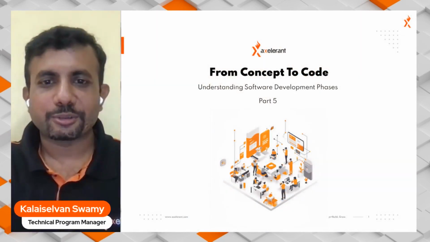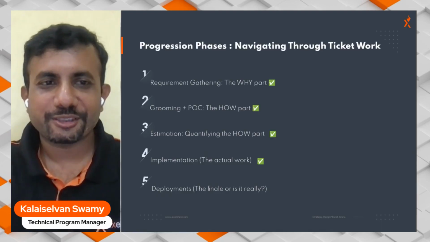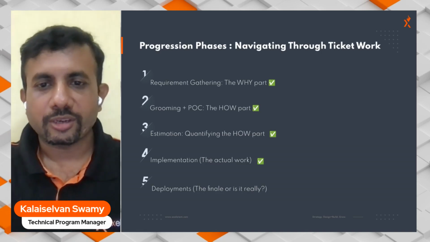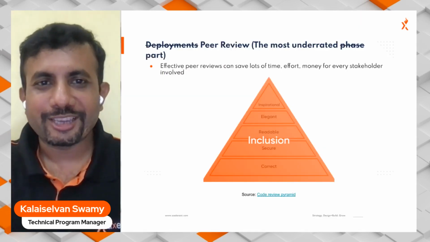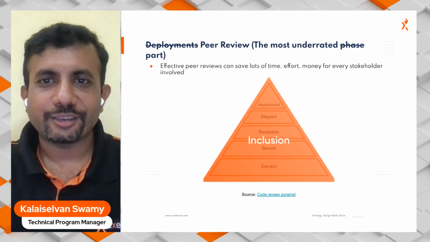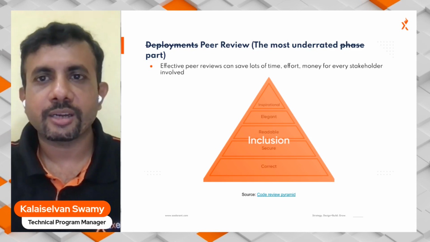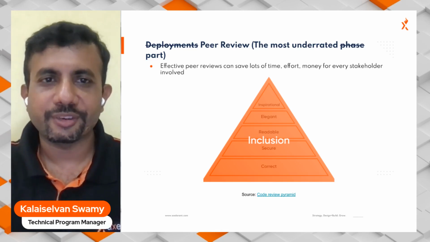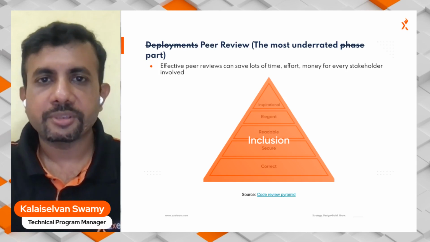Hello everyone. We are in this final phase, or is it really a finale, which is deployments, right? So let's go ahead. And okay, oops, looks like I missed one phase, or rather, I should say it is a part, which is peer reviews. The reason I striked off the phase here and made it a part is it's not something that starts and ends with an entry or an exit criteria. Rather, it is something that needs to be done in every phase, and when peer review happens in every phase, it saves a lot of time, effort, and money for every stakeholder involved.